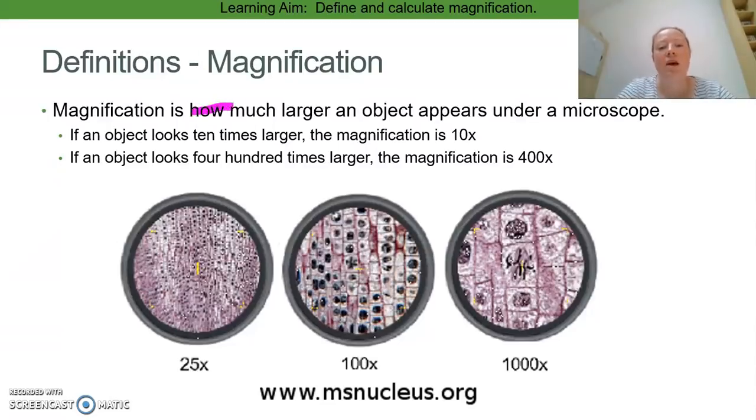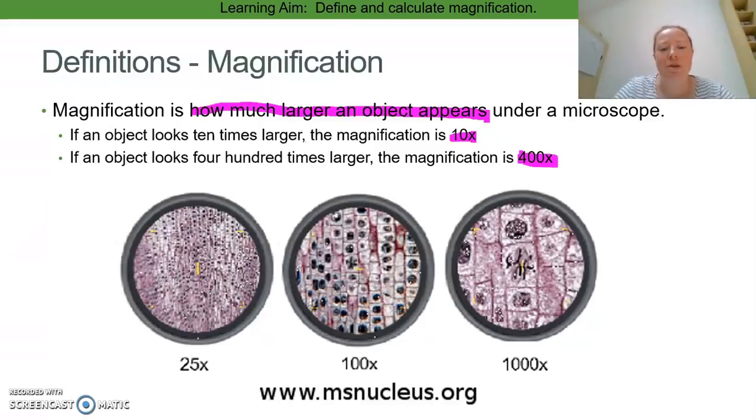Magnification is how much larger an object appears under a microscope. So you've looked down microscopes, you've seen that things that we can't see with our eyes are visible. The magnification tells us how much bigger they actually appear. So if an object is 10 times bigger, then the magnification is 10 times. If an object is 400 times bigger, then the magnification is 400. So it's just a number with a times at the end of it. How much bigger is something?